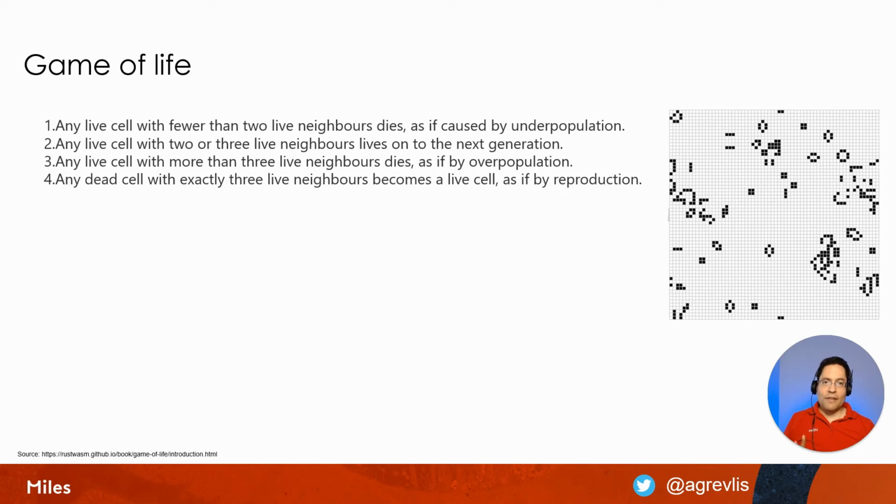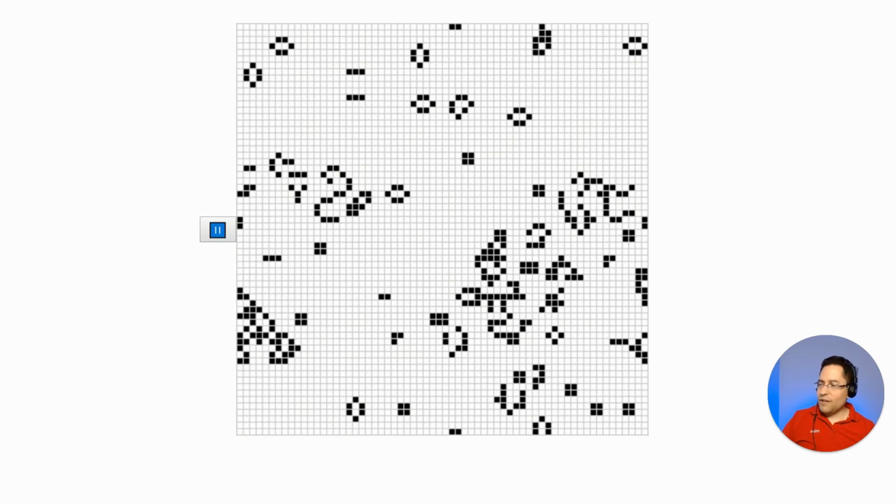So the first rule is if you have any live cell with fewer than 2 live neighbors, this will die because of underpopulation. If you have a live cell with 2 or 3 live neighbors, it will live on to the next simulation. And if you have a live cell with more than 3 live neighbors, it will die because of overpopulation. And if you have any dead cell with exactly 3 live neighbors, it will become a live cell because of reproduction. So this will look something like this.